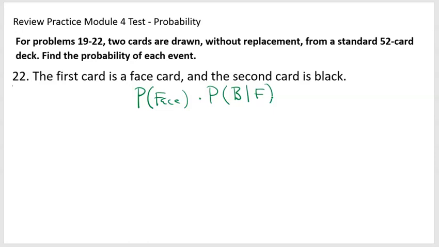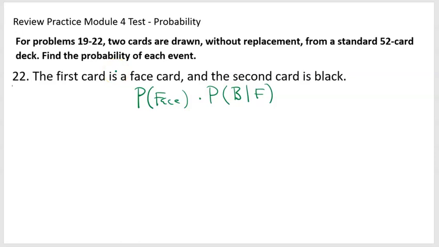The first card could be a face card, and the second card could be black, and they could not have anything to do with each other. What if the first card was a red face card? That won't change the number of black face cards in the pile, or black cards in the pile. But if the first face card is a black card, that will change the black cards in the pile. So we have to break this down in two different cases.